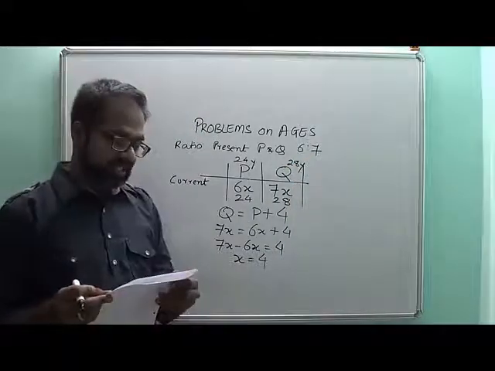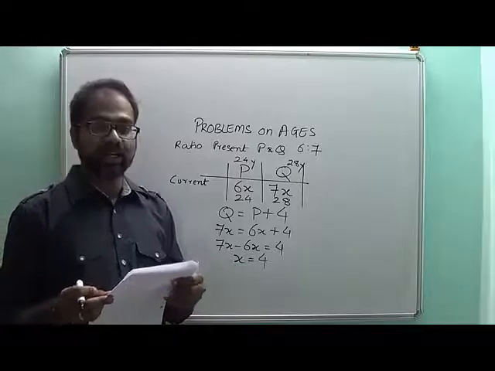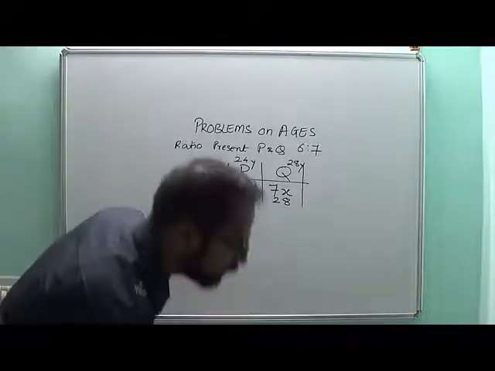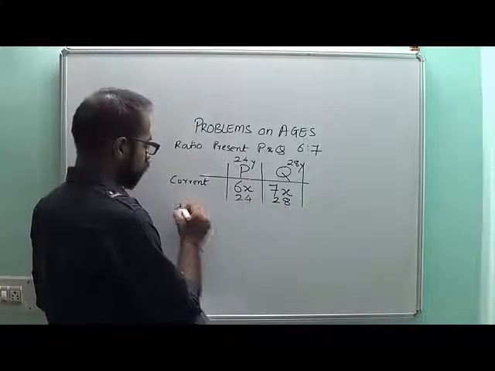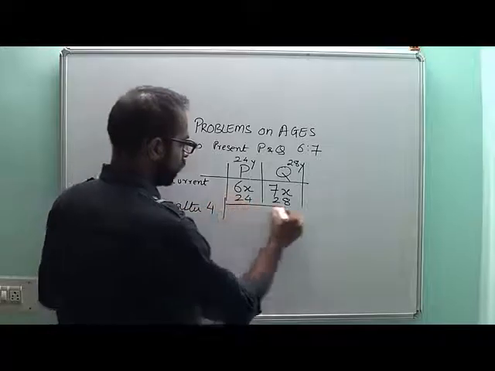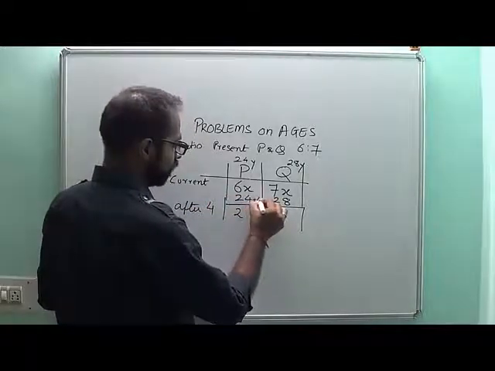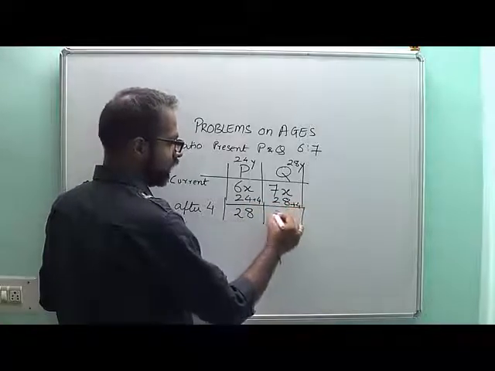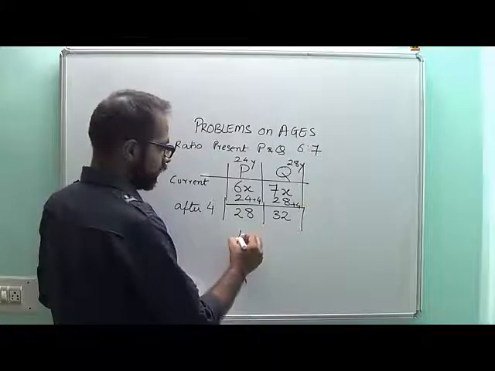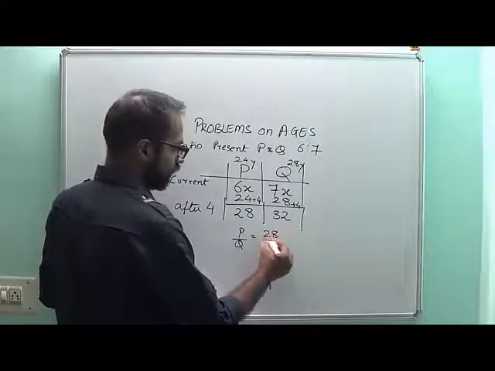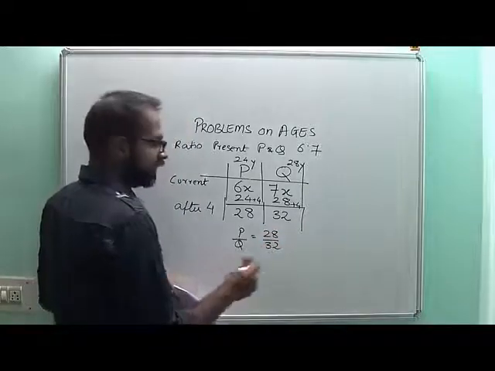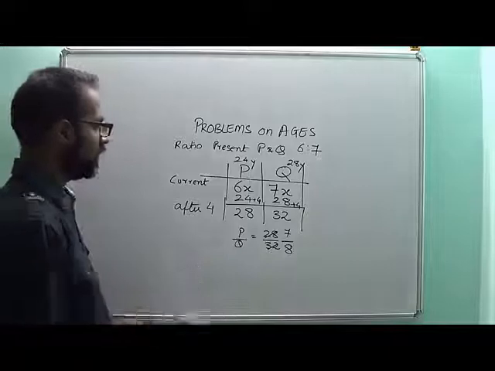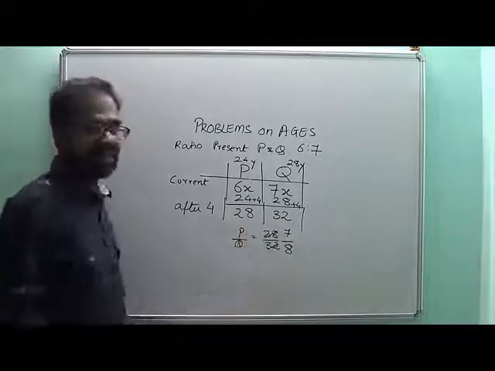The question asks: what will be the ratio of the ages of P and Q after 4 years? So I can eliminate all these equations. I simply know that their current ages are 24 and 28. After 4 years, the person who is currently 24 will become 24 plus 4, that is 28 years. And the person who is 28 now will also have 4 years added, and that would be 32. So the ratio of P and Q's age would be 28 by 32. If I simplify this, 4 sevens are 28, 4 eights are 32. So the ratio of their ages 4 years from now will be 7:8.